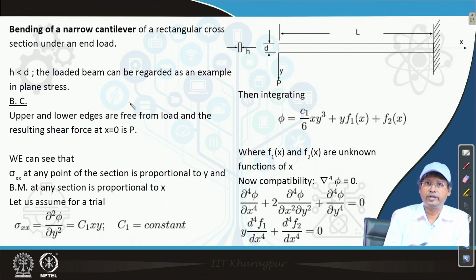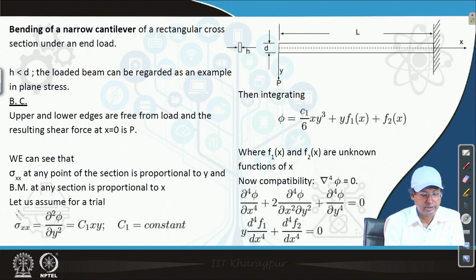With this consideration, let us try to find the solution. Solution means stress as well as deflection. H is much less than D. The loaded beam can be regarded as an example of plane stress condition. The upper and lower edges are free from load, and the resulting shear force at x equals 0 is P. There is no load on the upper and lower edge, but a distributed shear force acting at this edge results in P. This is a boundary condition we will use later.